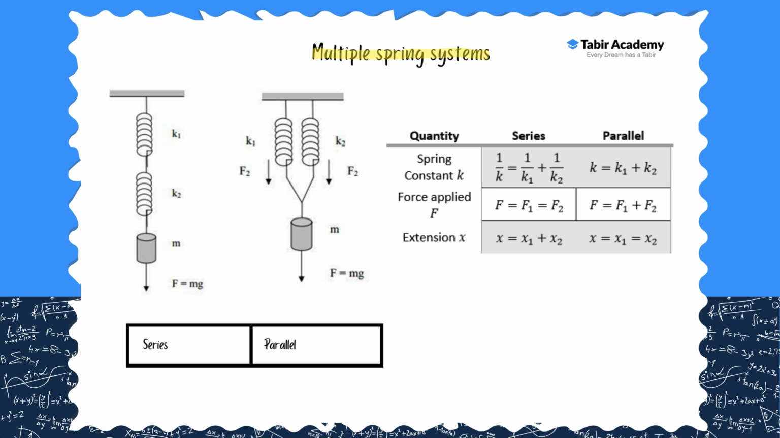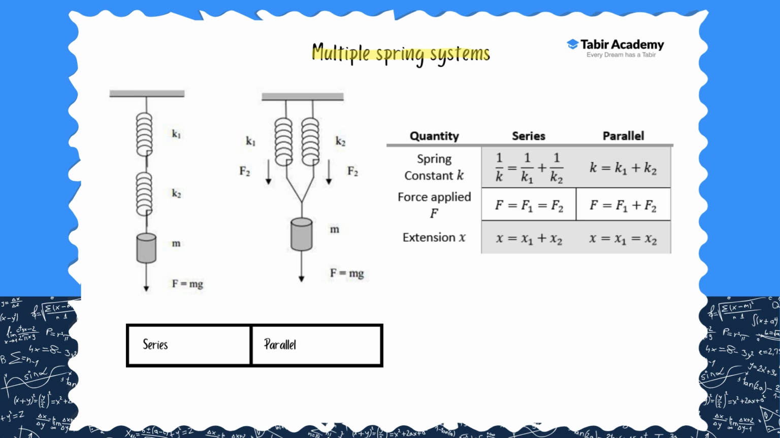Now, looking at the parallel combination of springs, in the second diagram, we can see that the displacement acting on each spring is the same, but the restoring force acting on them is different. So now F will be equal to F1 plus F2. And since the displacement is the same, to calculate the spring constant, we simply add the k's, where k is equal to k1 plus k2. And hence the extension x will be equal to x1, which will be equal to x2.